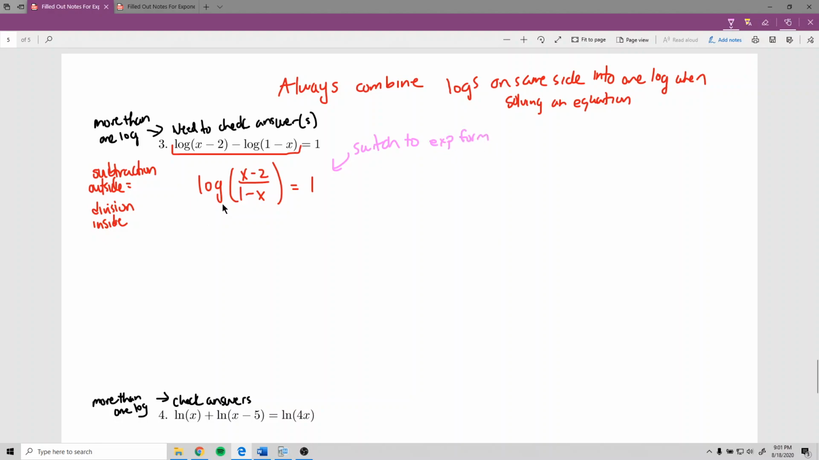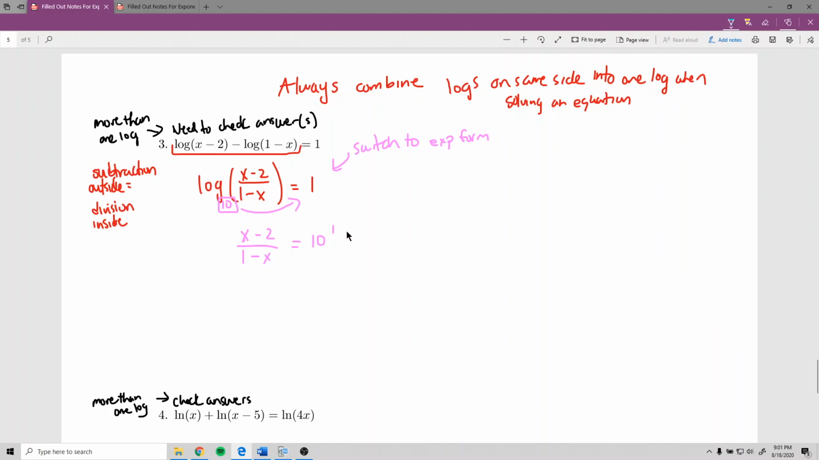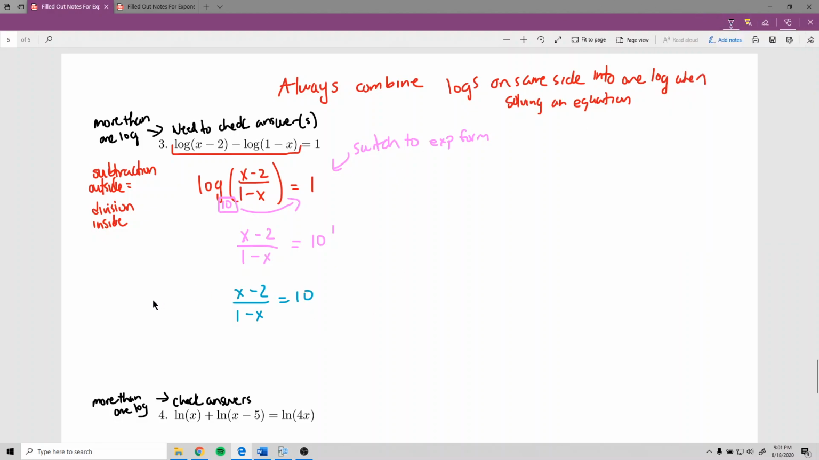And nothing is outside of the log. So remember, when our base isn't written with log, it's really base 10. And we get (x - 2)/(1 - x) = 10^1. Now 10 to the 1 power is just 10, even though there's not much to do there. I'm going to rewrite it before I move on. And now we want to solve this for x.